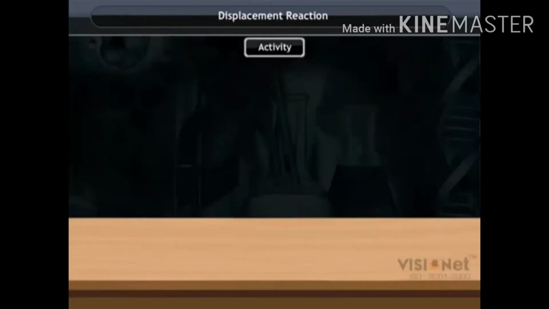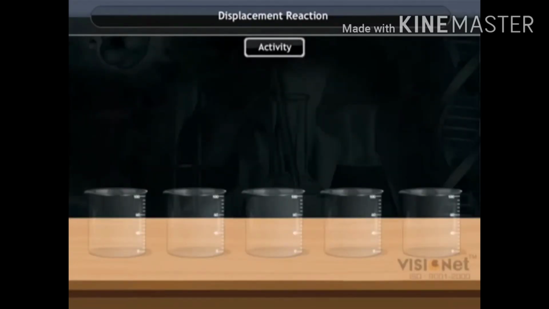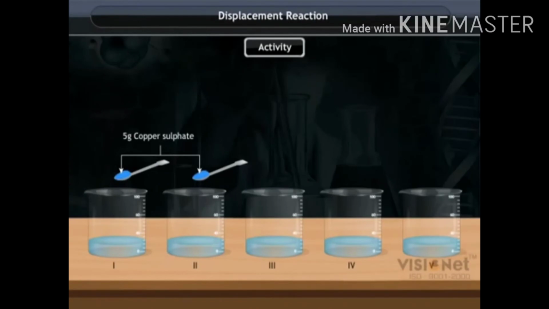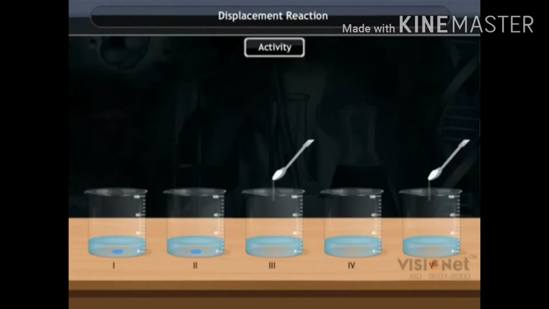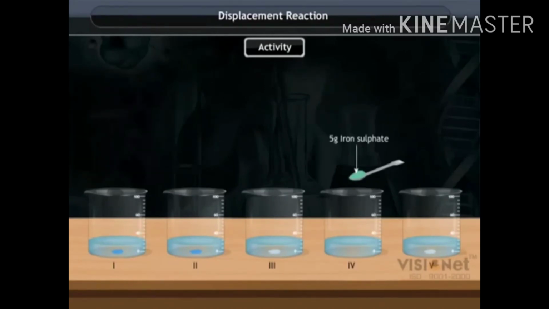Activity. Take 500 milliliter beakers and add 20 milliliters water in them. Label the beakers as 1, 2, 3, 4 and 5. Add 5 grams copper sulfate to beakers 1 and 2, 5 grams zinc sulfate to 3 and 5, and 5 grams iron sulfate to beaker 4.